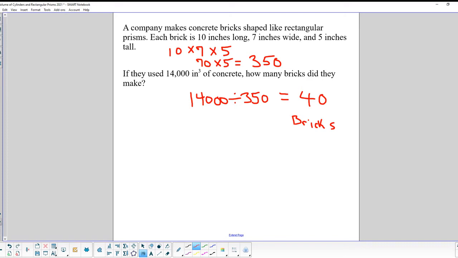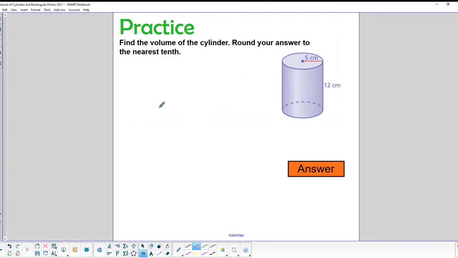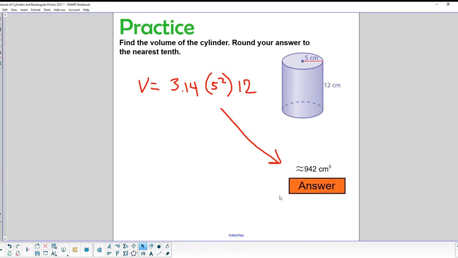Now, when we move to the volume of a cylinder, we kind of keep the same idea in mind here. Volume is pi r squared times the height. And if you remember, pi r squared is the formula for the area of a circle. So we're finding the area of the circular base. So 3.14 times 5 squared. That's the area of the bottom, or in this case, the top. Doesn't matter. And then you times it by the height, just like we did on the rectangular prism. Area of the base times how tall it is. And so if you do that, 3.14 times 5 squared times 12, we get an answer of approximately 942 centimeters cubed. Okay, that's not too bad.